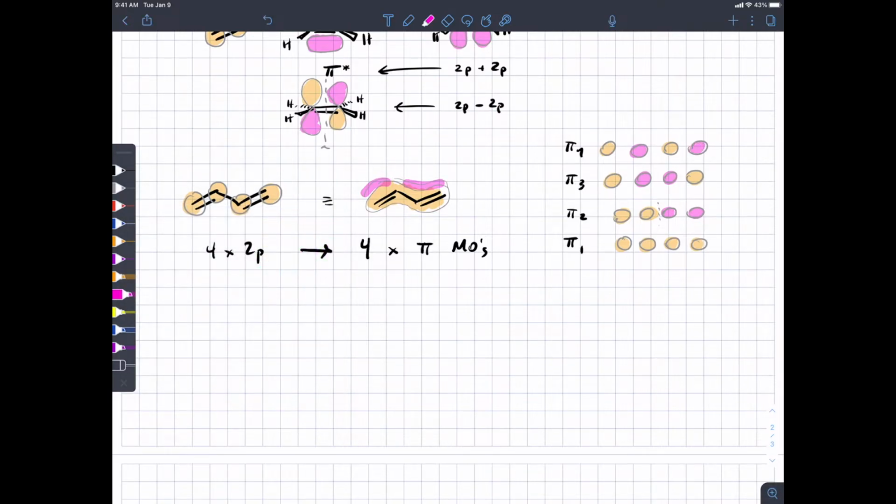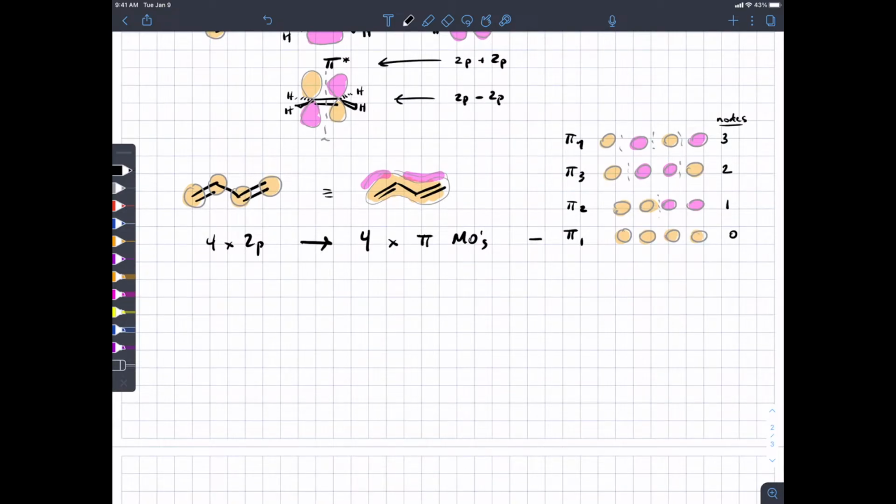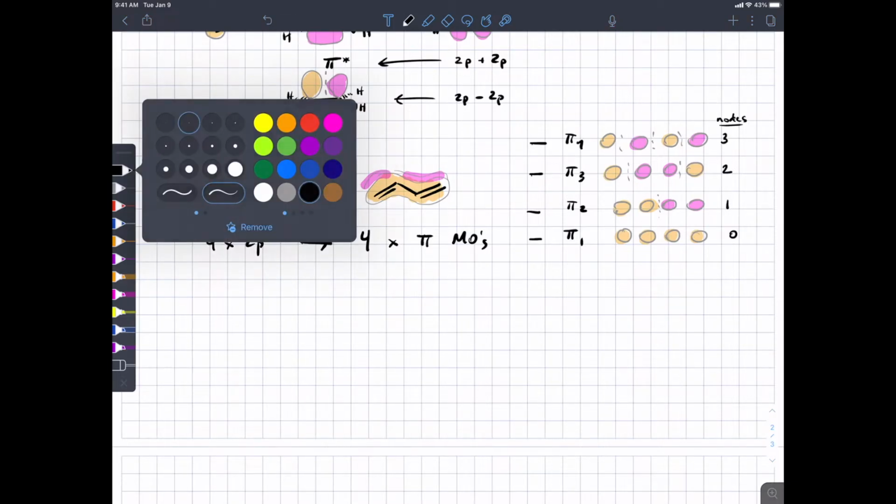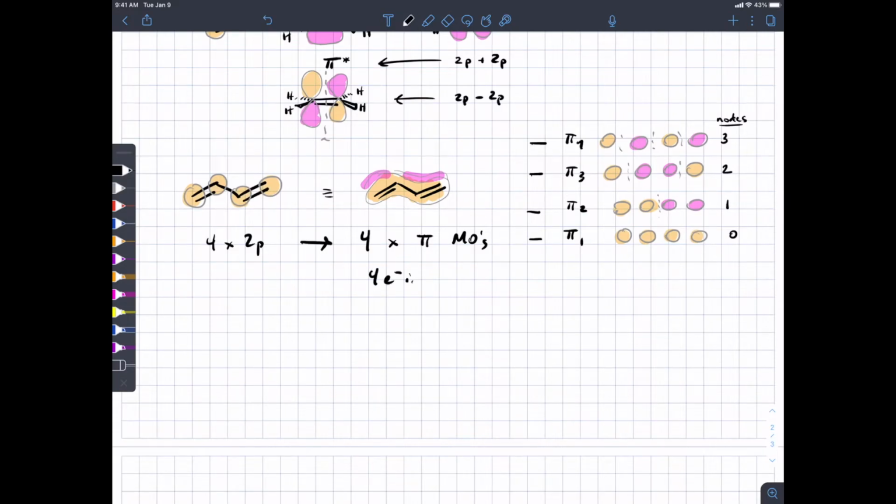But you can see a pattern that emerges: with each orbital that we go up in energy, we have an increasing number of nodes. The more nodes we have, the higher in energy the orbital is. And once you know the relative energy levels of these orbitals, you can start filling up the available orbitals with the available number of pi electrons. In this case, we have 4 electrons in the pi system. And so what that means is 2 here, 2 here, and this is HOMO, and this is LUMO.